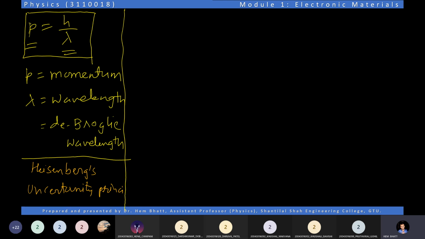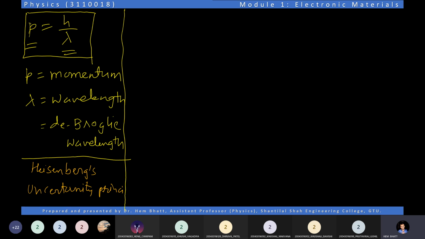What is Heisenberg's uncertainty principle? What is the uncertainty principle? I think this is a very easy question. No one? Okay, this principle says that you cannot determine the position and momentum of any particle with the same accuracy.